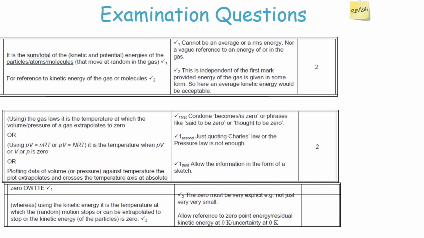You can also work it out when you plot volume against temperature, where it crosses the temperature axis. That's what absolute zero will be, because that is where you will get no pressure or no volume.